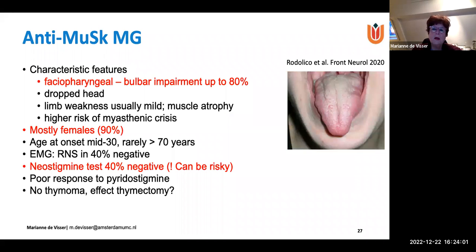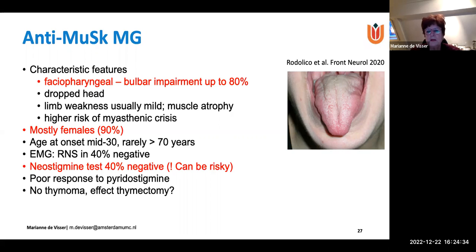This is quite common in patients with anti-MuSK myasthenia gravis, and bulbar impairment is found in up to 80% of the cases. They also have weakness of neck muscles, especially neck extensors, in relation to mild limb weakness. Mostly females are affected, as you can see, and I would discourage doing a neostigmine test in these patients.